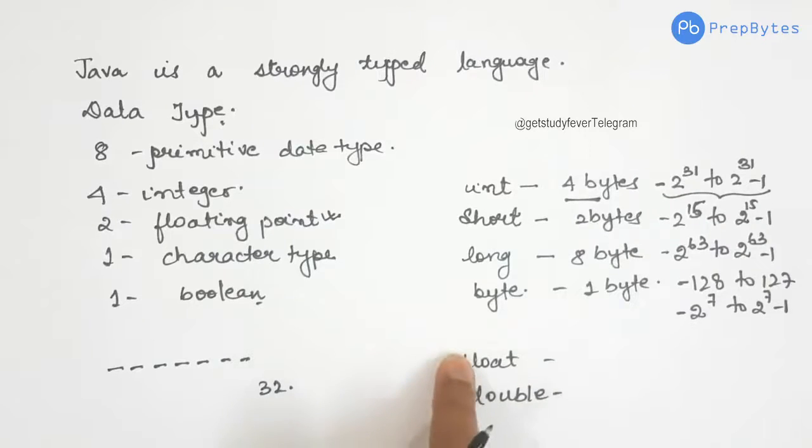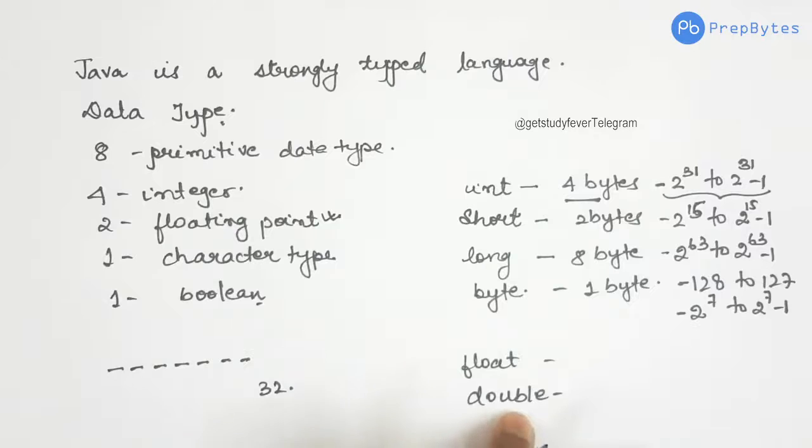In case of float, we have 7 to 8 digits of precision, and in case of double, many times 7 to 8 digits of precision is not sufficient. So, double will have double the precision. So, it will have precision from 13 to 14 digits. By precision, I mean the digits after the decimal point.